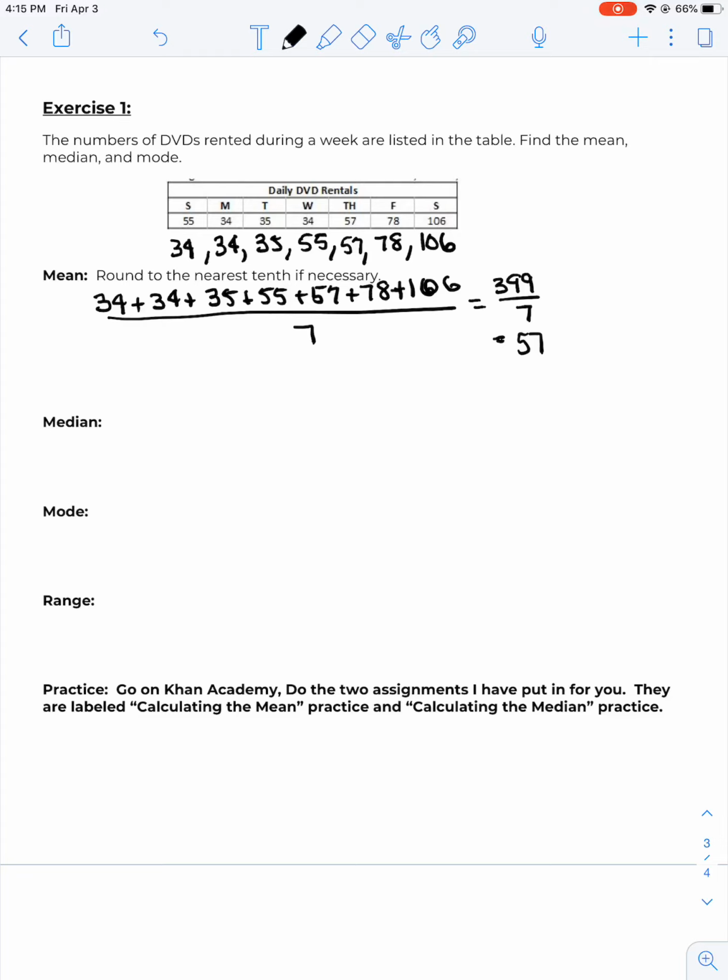Our median, because there's 7 numbers, again, underneath here, I'm just going to put 7 minus 1, which is going to give us 6. If I divide that by 2, that gives us 3 numbers on each side. So I'm going to take the 3 off here. I'm going to take the 3 off here, which means our middle number is 55. Our mode, when I look at our numbers from least to greatest, our number that appears the most is 34.